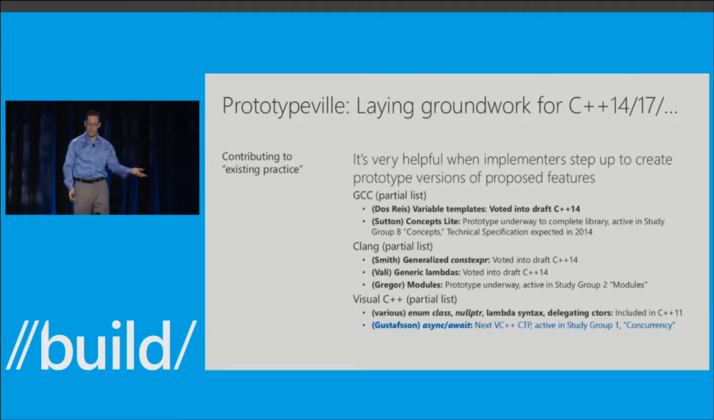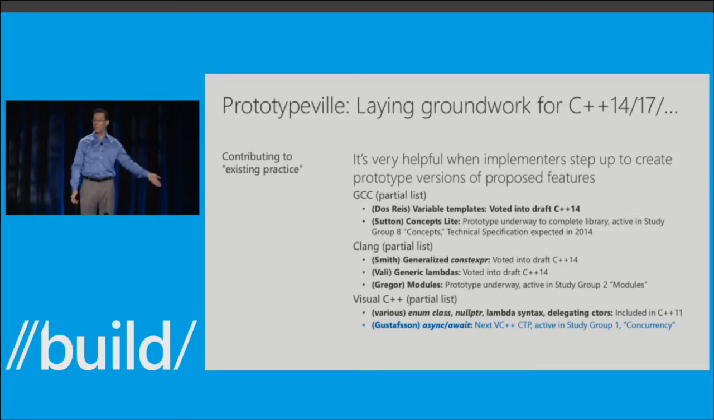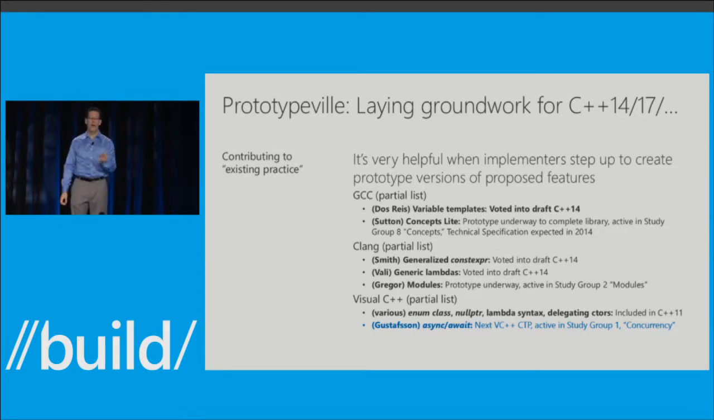That was done in GCC with variable templates that have just been voted in to C++14. Gabriel Dos-Reis did that. Andrew Sutton did the implementation in GCC for Concepts Lite in support of that technical specification that we're currently progressing. And it made a big difference to be able to try out an implementation, know it was implementable, know what the consequences of design decisions were. In Clang, we saw generalized const expr and generic lambdas, both of which now are part of draft C++14.